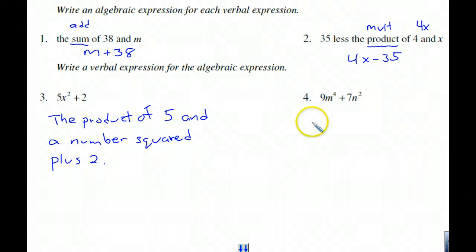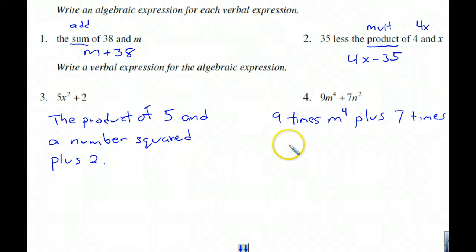All right. Similar for number 4, we could say more simply, how about 9 times m to the 4th plus 7 times a number squared. Again, these are just two possible correct answers, since there's so many different words for the different operations.